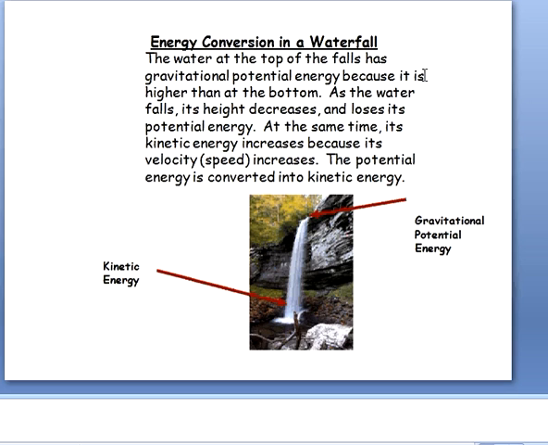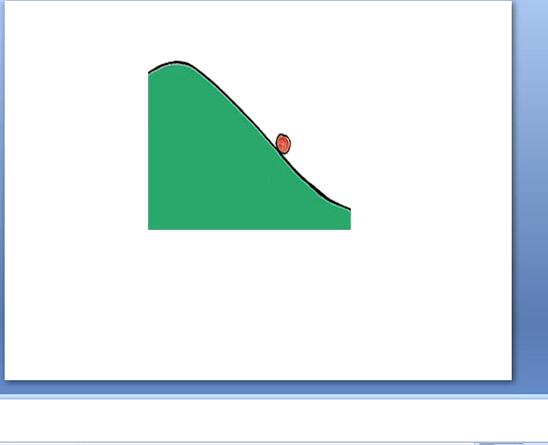Okay, the water at the top of the falls has gravitational potential energy because it is higher. That's the energy due to position or place. As the water falls, the height decreases, it loses its potential, and the kinetic energy increases because the speed increases. So that potential energy is converted into kinetic energy. There's gravitational potential energy because of position, higher down to lower, just like that one rock. There's that rock going down. Which one is that? You remember? Potential or kinetic? Kinetic, most likely, if it's rolling.